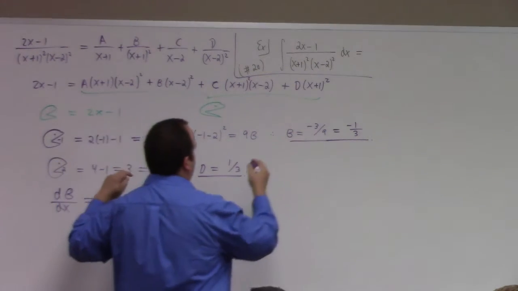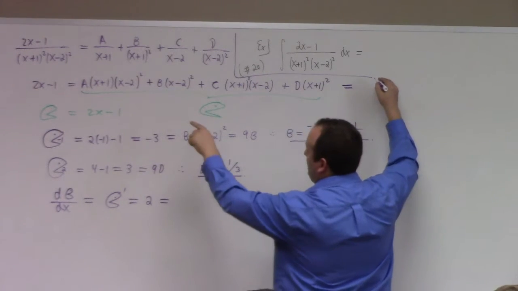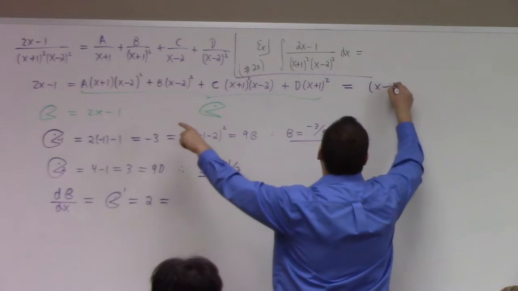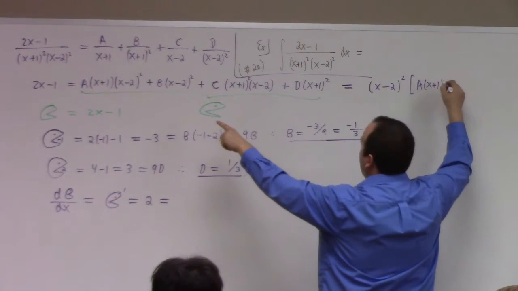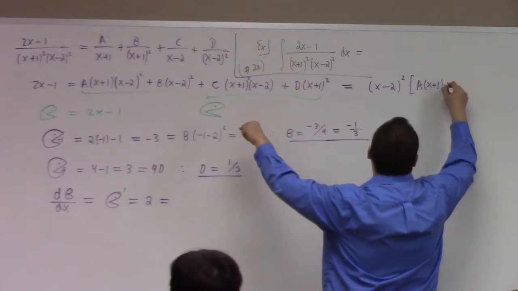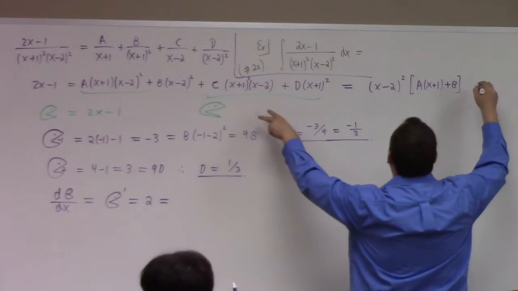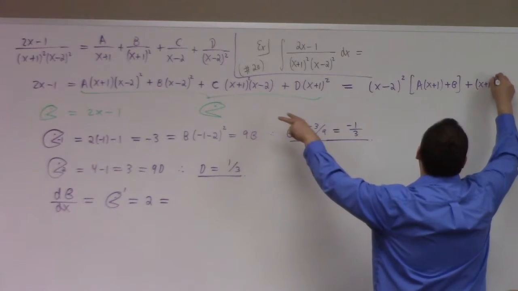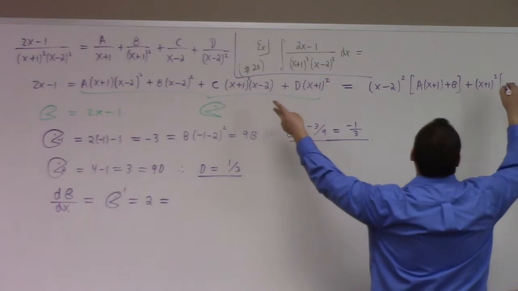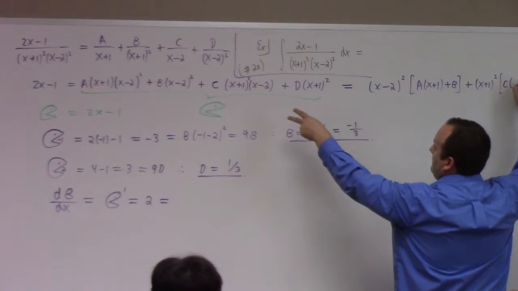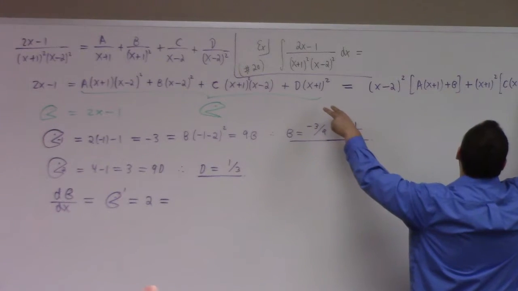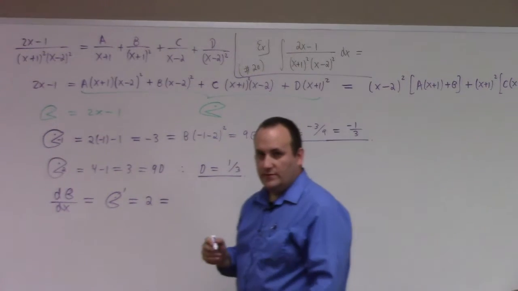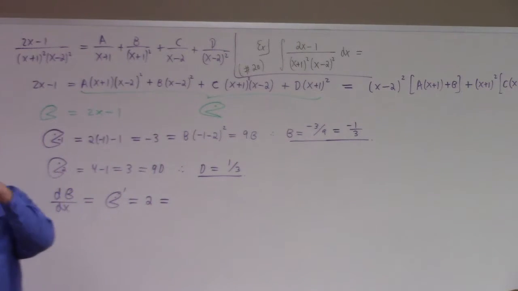But let me just do one step before I do the differentiation. Let's make our life a little bit easier. We can pull out an x minus 2 quantity squared, and this is times what? A times x plus 1 plus b, right? And then over here, I can factor out x plus 1 quantity squared, and what's that leave me with? C times what? X minus 2 plus d, right? Because I know where I'm going, I'm going to evaluate at minus 1 and at 2. It's helpful to just factor those out.